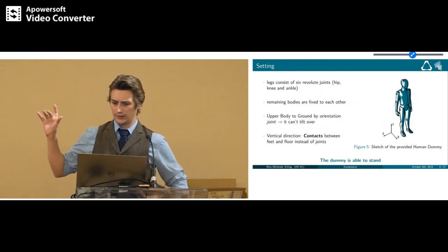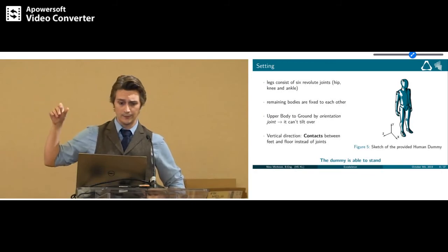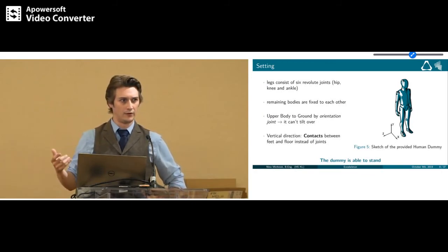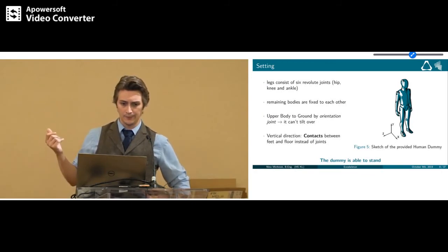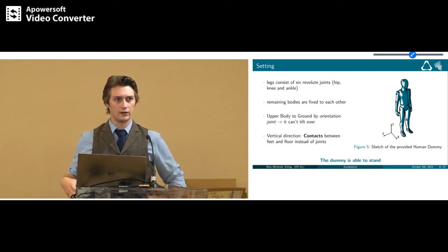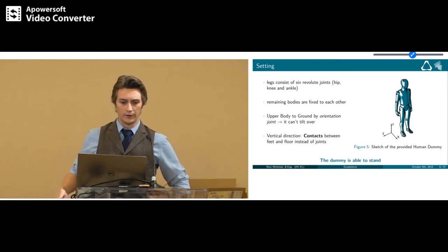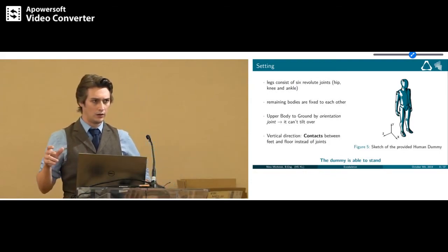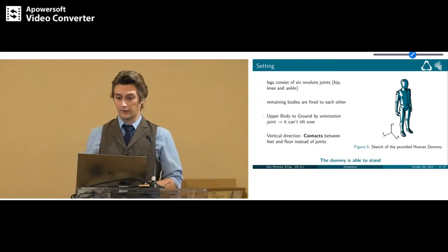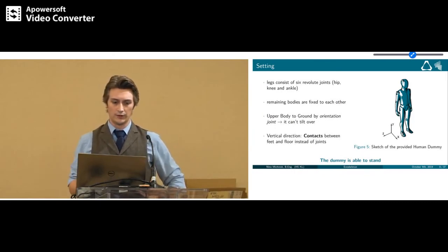You can see the coordinate system at the right. The degree of freedom of these revolute joints is about the z-axis. And each leg consists of 3 joints, one for the hip, one for the knee, and one for the ankle. And all the remaining bodies of this human dummy are fixed to each other.